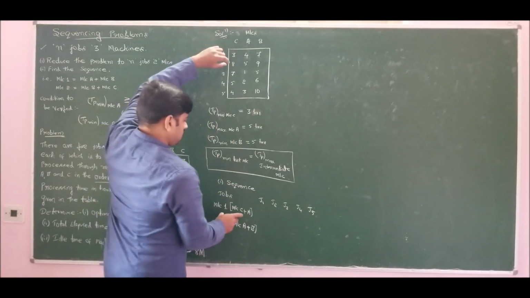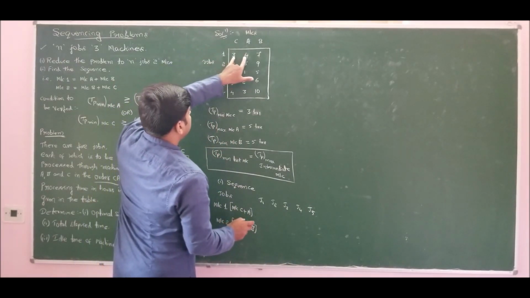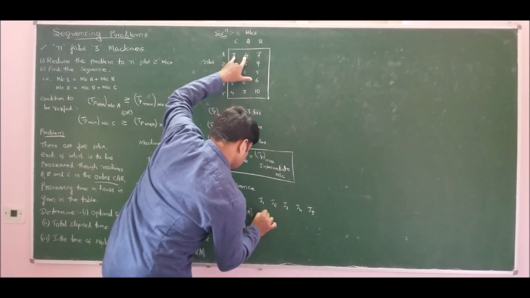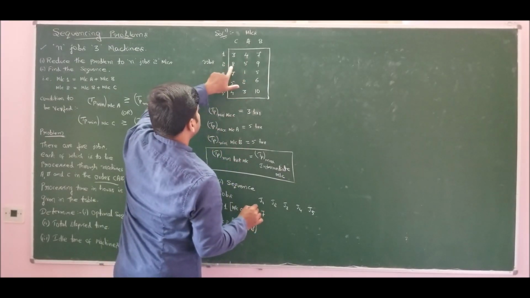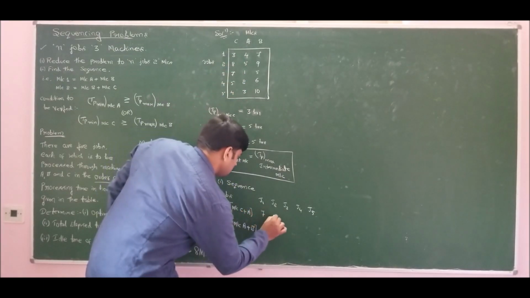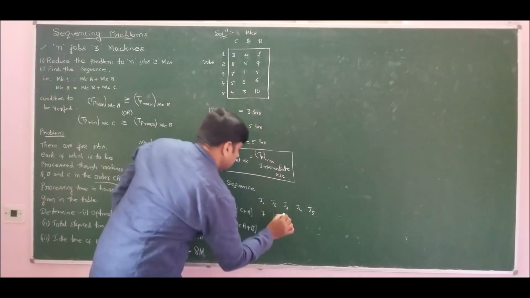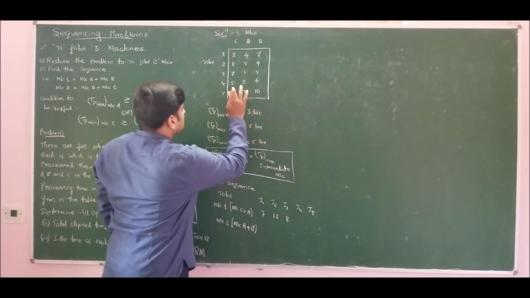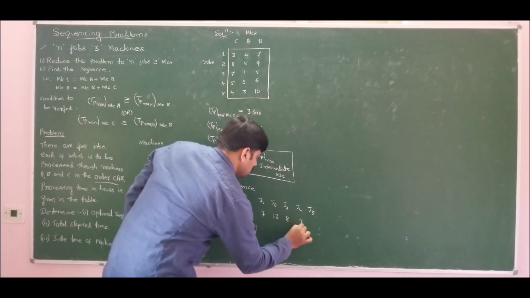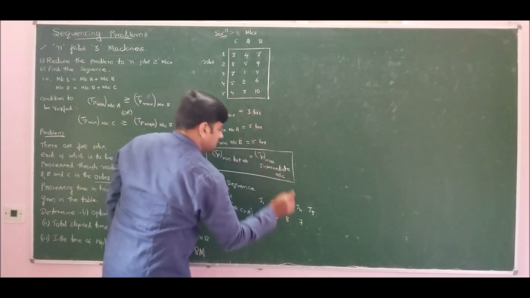Now for machine 1, 3 plus 4 is 7, 8 plus 5 is 13, 7 plus 1 is 8, 5 plus 2 is 7, 4 plus 3 is 7.